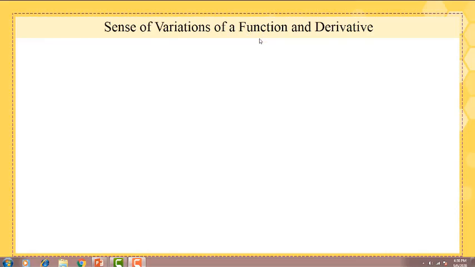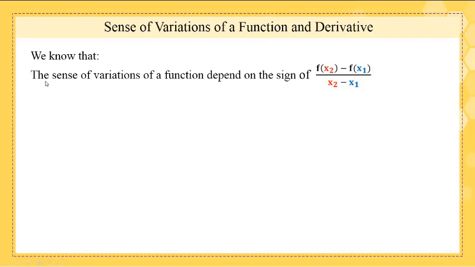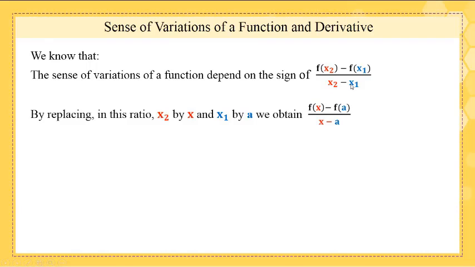Now, our goal is to learn a new way to study the sense of variations of a function other than that in grade 10. We know that the sense of variations of a function depends on the sign of f of x2 minus f of x1 over x2 minus x1. By replacing in this ratio x2 by x and x1 by a, we obtain f of x minus f of a over x minus a.